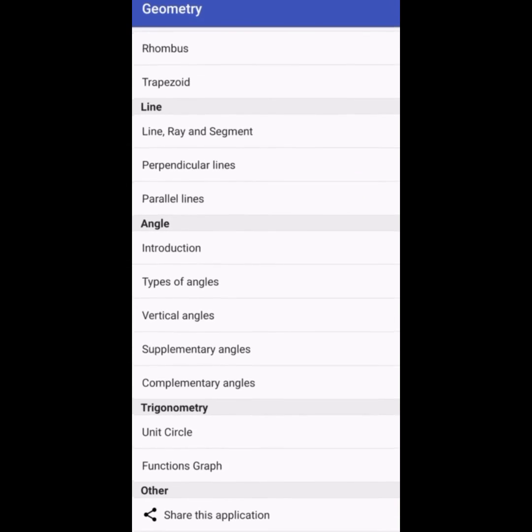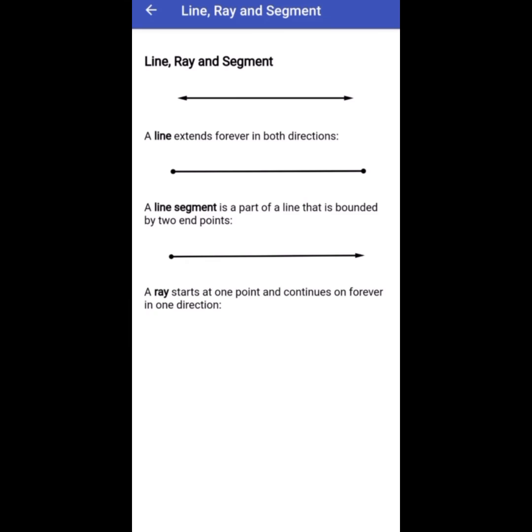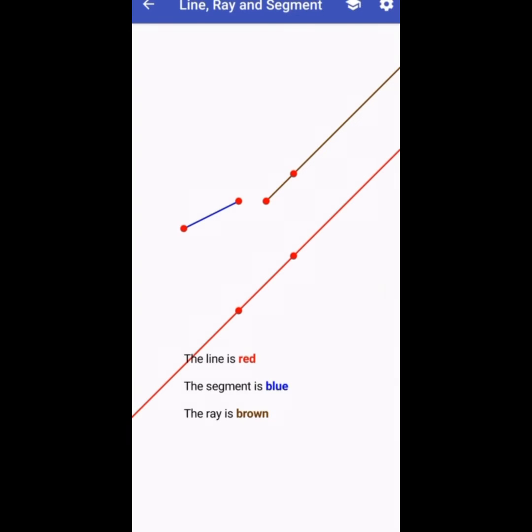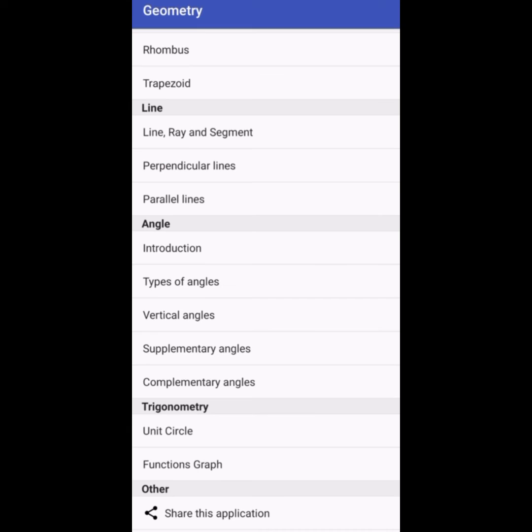Line, ray, and segment. The line is in red, the segment is blue, the ray is brown. A line extends forever in both directions. A line segment is part of a line that is bounded by two endpoints. A ray starts with one point and continues on forever in one direction. Okay? So now, we are done with line, ray, and segment.